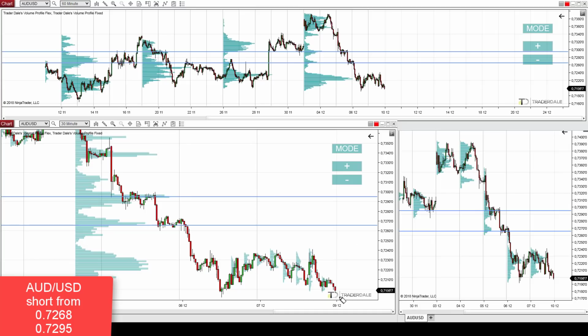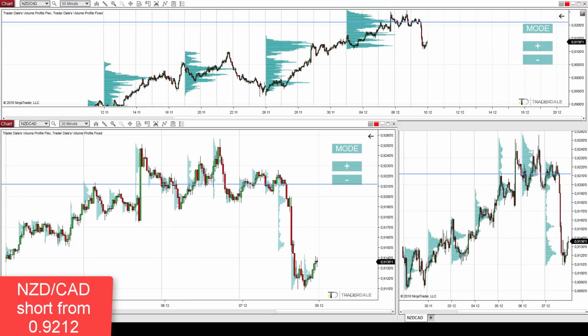So currently I'm waiting for a pullback to the first level to go short from there, then the second level to go short from there. Let's now go into the New Zealand dollar, Canadian dollar. There is another intraday level which I would like to show you. It's a strong resistance zone in this area.